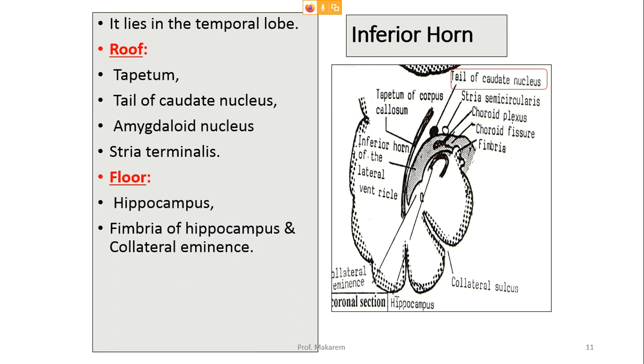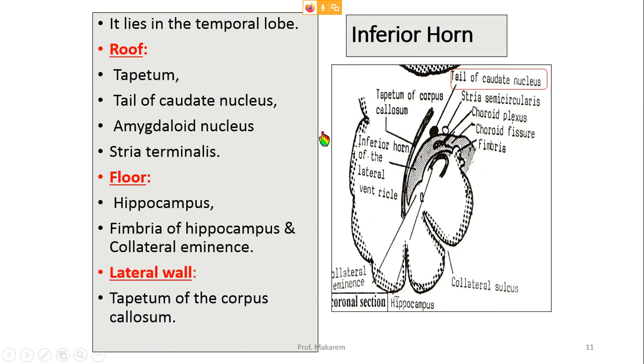Then coming to the floor of the inferior horn, which is formed by the hippocampus. Then you can identify the fimbriae of hippocampus and the collateral eminence, and the lateral wall is formed by the tapetum of corpus callosum. So the floor is formed by the hippocampus. Yes, here you can identify the hippocampus.